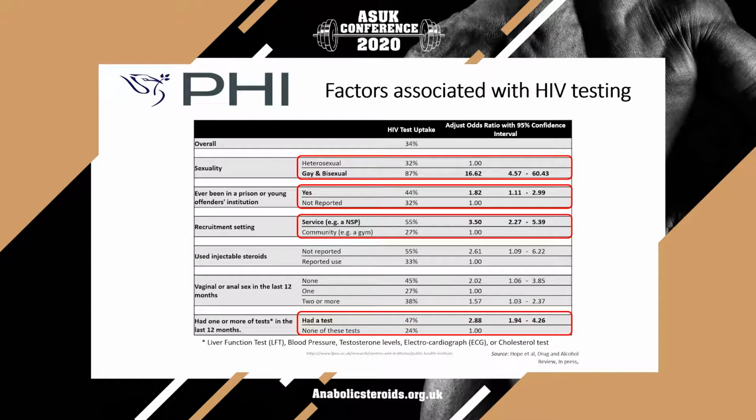Similarly, another interesting finding was that those who reported having had a metabolic or physiological test were much more likely to also report having uptake of HIV testing. A couple of other factors are also associated with HIV testing, and these probably relate to differences in risk.